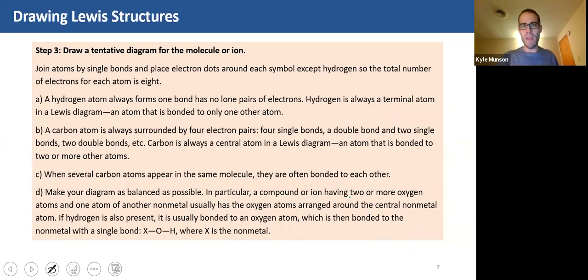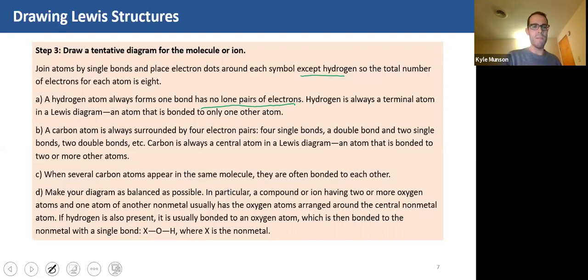You try something out. And as we do practice problems together, you're going to see how we do this, but we're basically going to identify the central atom after we have our number of valence electrons, and we're going to connect that central atom to the other atoms that we have, right? So we join atoms by single bonds and place electron dots around each symbol except for hydrogen, okay? So that the total number of electrons around each atom is 8, except for hydrogen. Hydrogen atoms always form one bond, but have no lone pairs, okay? And hydrogen is always a terminal atom in a Lewis diagram, an atom that's only bonded to one other atom, okay? Again, this is going to be kind of clear as we do more examples.